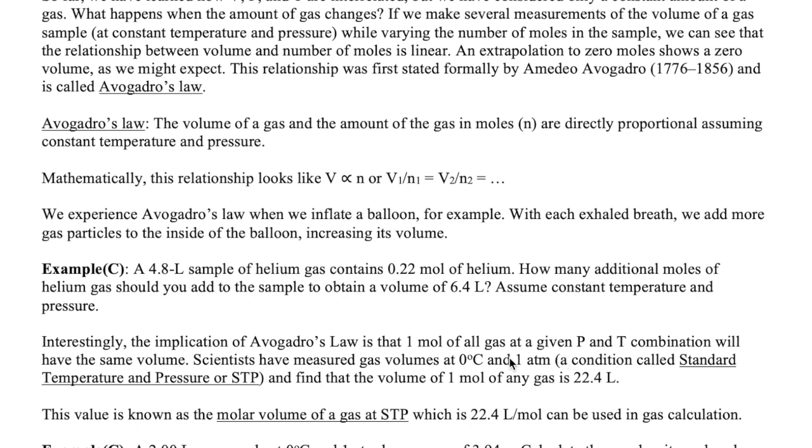By convention, scientists choose the condition 0 degrees Celsius and 1 atmosphere as the standard temperature and pressure. This is also known as STP. At STP, the volume of 1 mole of any gas is 22.4 liters. This quantity is known as the molar volume of a gas at STP, 22.4 liters per mole. The molar volume is just the volume of 1 mole of a gas.